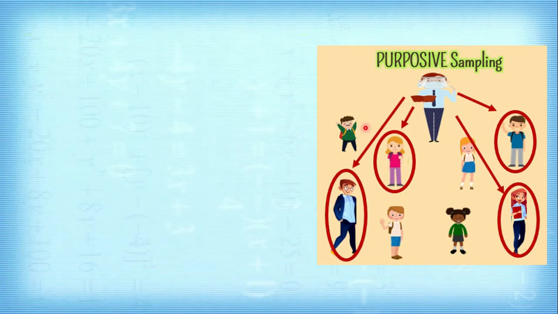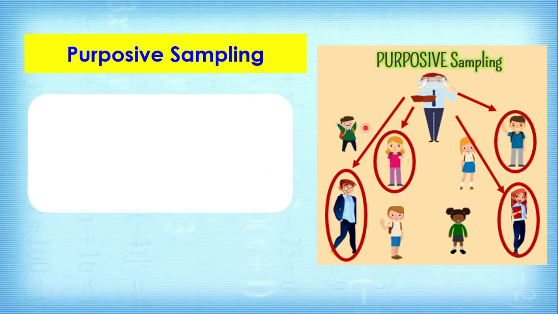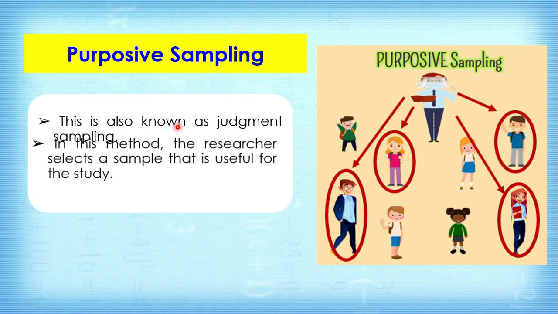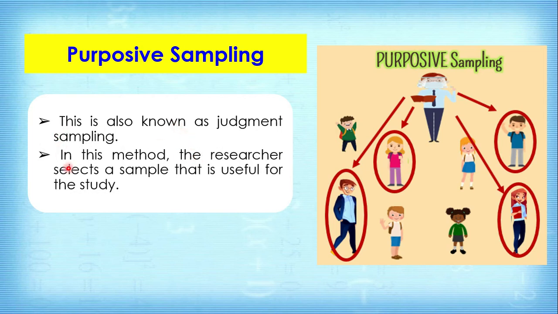Next is purposive sampling. This is also known as judgment sampling. In this method, the researcher selects a sample that is useful for the study. In the picture given, the principal selects the students with the higher level, like for example, grade 10 or grade 9, wherein he thinks that they can answer his questions or his surveys easily.